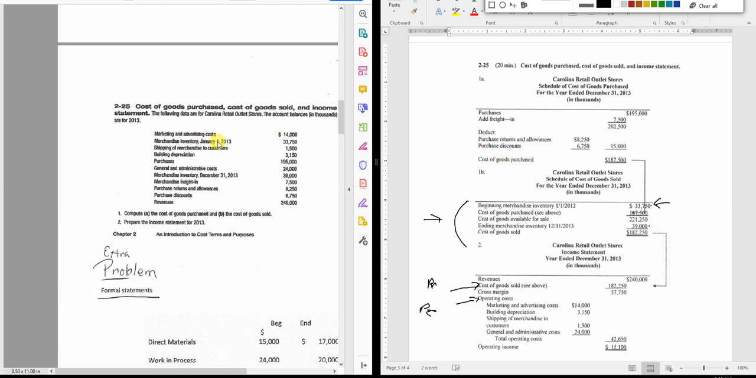So merchandise inventory January 1st, 33,750 is there. Shipping of merchandise to customers, it's a cost of getting the merchandise here, so I'm going to add it to my purchases. Building depreciation. Building depreciation, quite frankly, when we get into the next chapter, if it's on the manufacturing plant, it's going to work through here, or the next problem. But anyway, building depreciation there. Purchases, 195. General administrative costs is the period cost that's going down here. Merchandise inventory, December 31st, that's the end of the year, so it's going right there. Freight in is added, so it's right there.